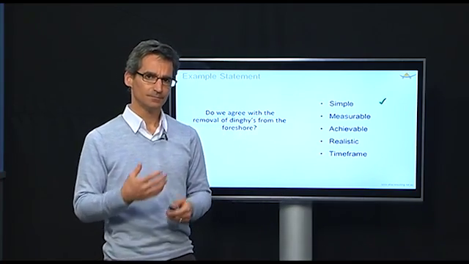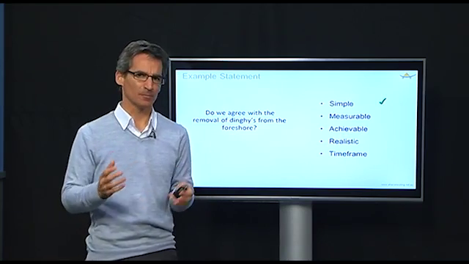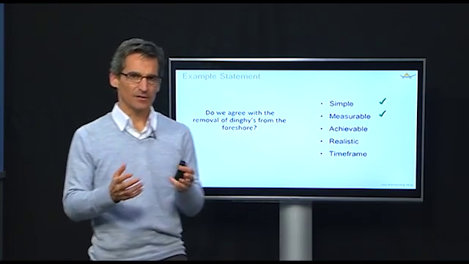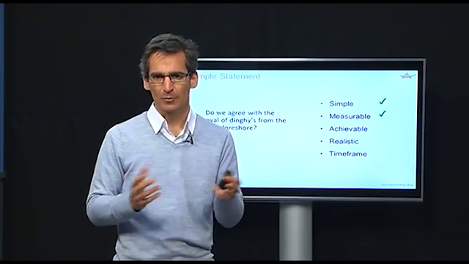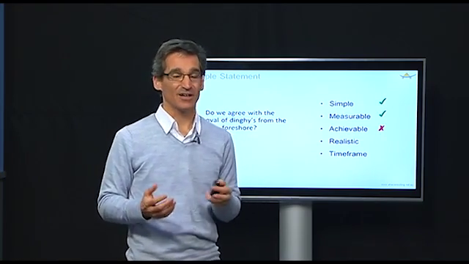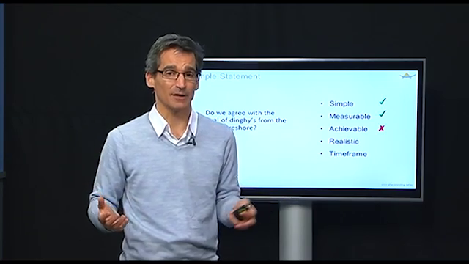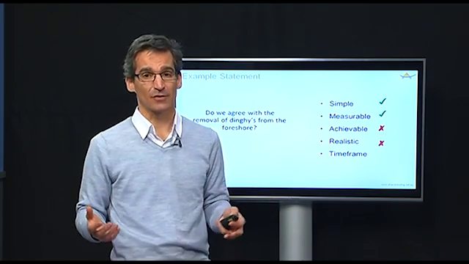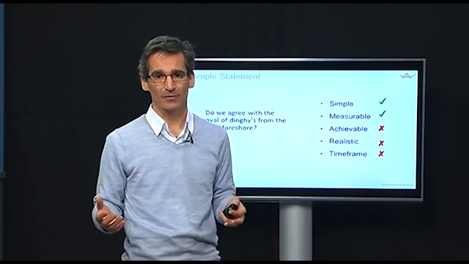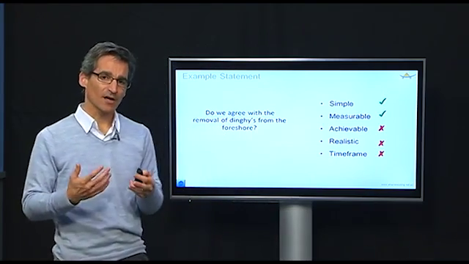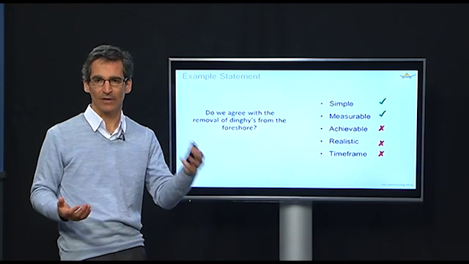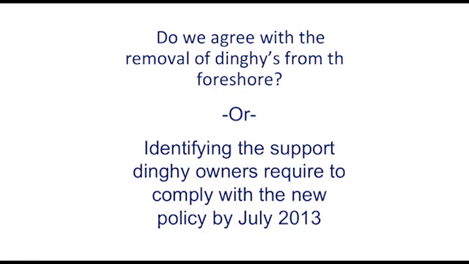So that statement, yep, sure, it's simple. Yep, it's measurable. We can know whether dinghies have been removed or not removed. It's actually not achievable because the policy has already been made, which means it's not actually very realistic, and we've got no sense of time frame. So, as I say, we needed to actually come up with a different way of developing a scoping statement. So this is the alternative we came up with, that our project was about identifying the support that dinghy owners required so they could comply with the new policy by July 2013.